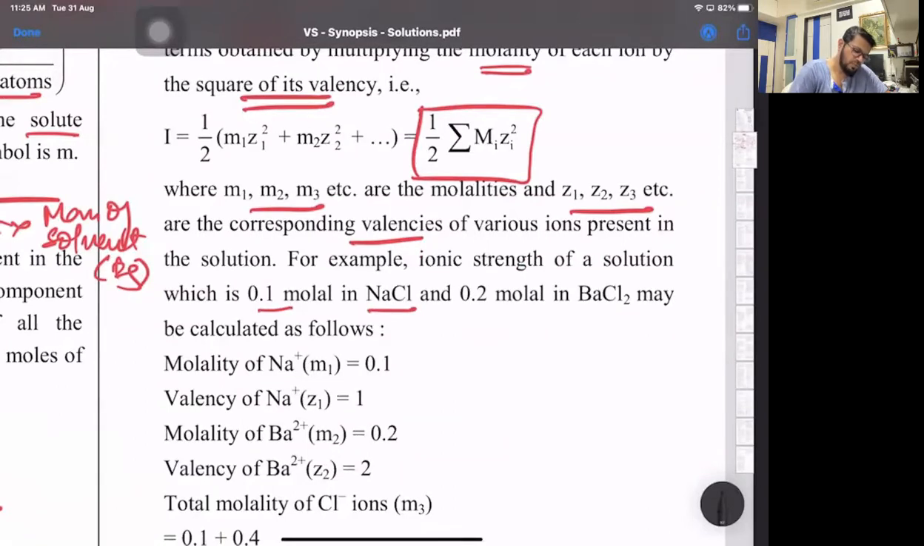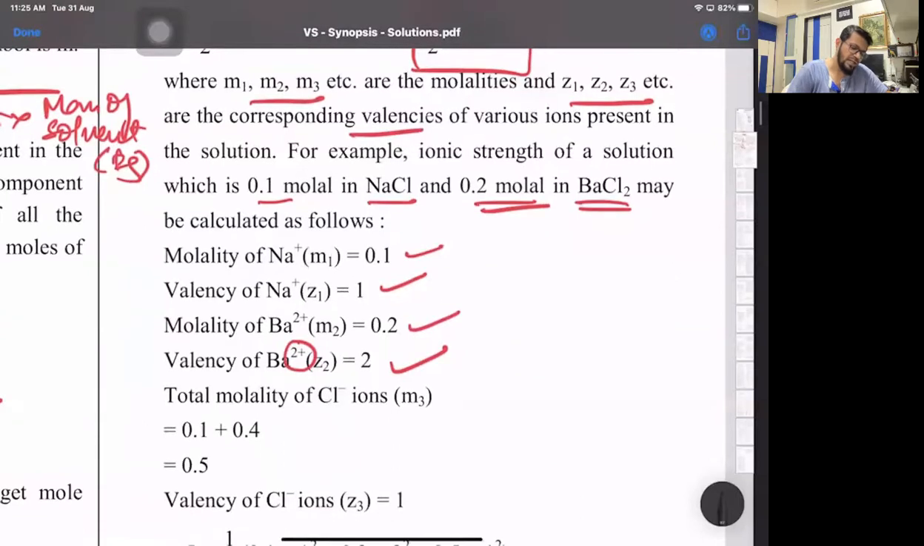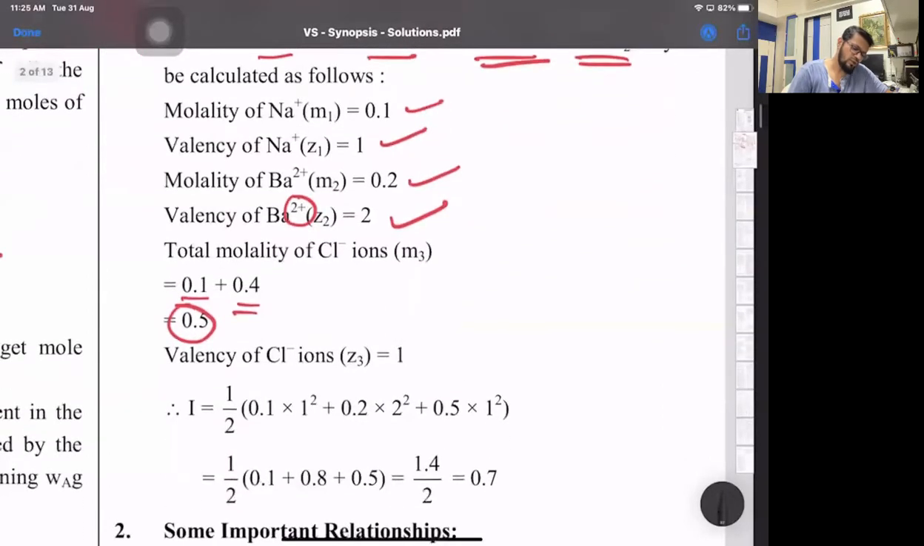So molality is 0.1, and valency is 1 over there. For barium ions, with 0.2 molal barium chloride, the molality is 0.2 and the charge of barium is +2. So the total molality of chloride over there will be nothing but 0.1 plus 0.4. Is that clear? So that's going to be 0.5. Valency of chloride is 1.